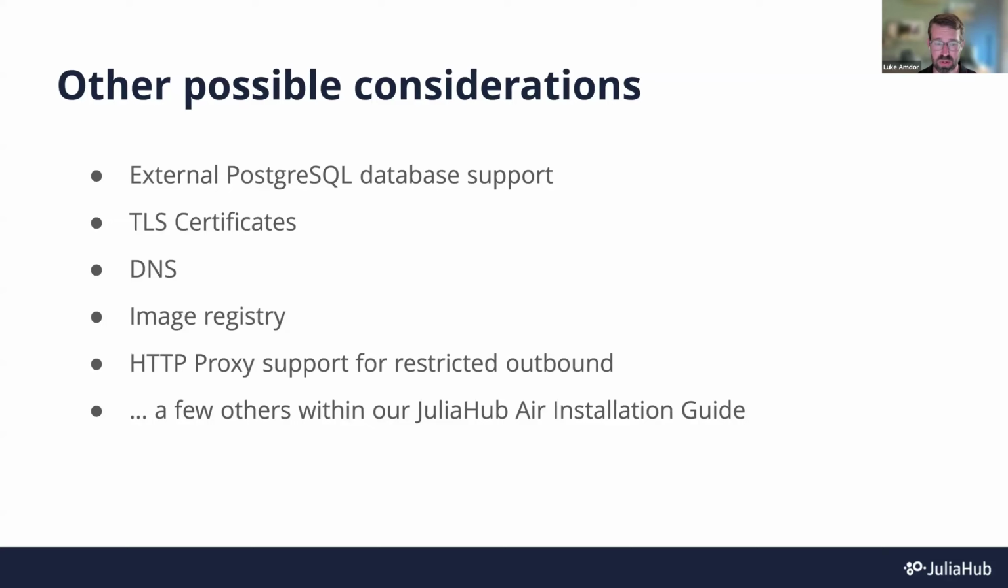And another thing we do support, if you are not fully in air gap, but you're in a restricted network where you do have some outbound, but it has to all pass through an HTTP proxy, JuliaHub has the ability to be configured for that and use that. And there are some other considerations. We have a pretty well-defined air gap installation guide that goes through all of these different requirements and prerequisites, and goes through all the different installation paths pretty specifically.